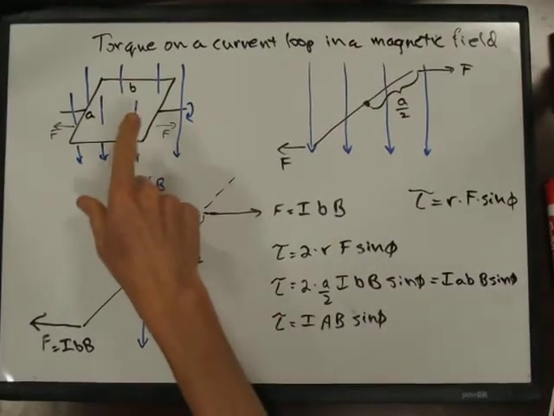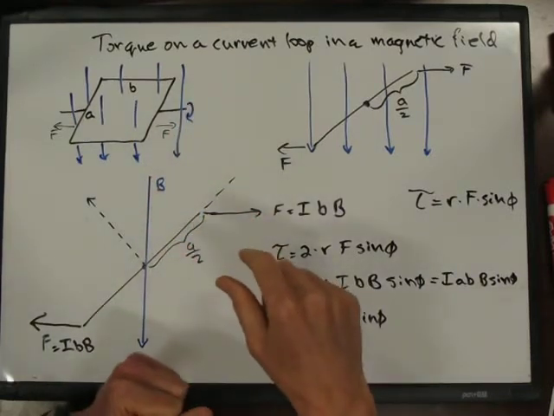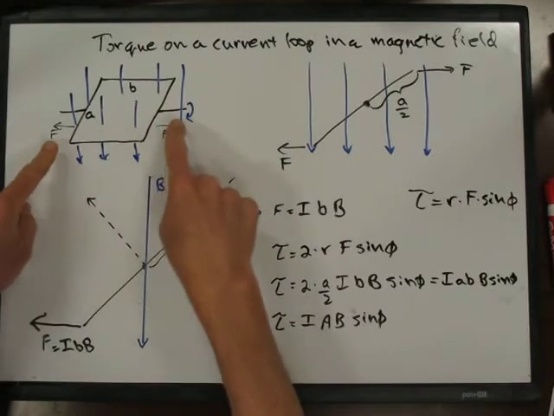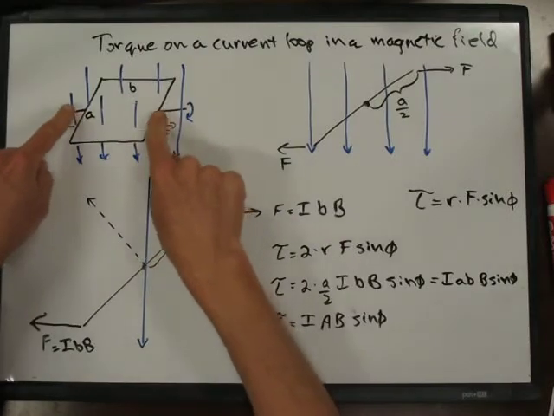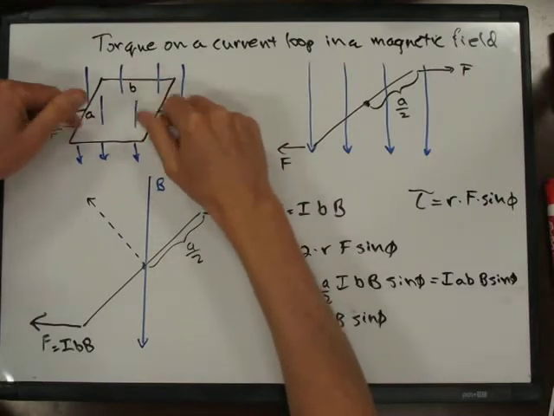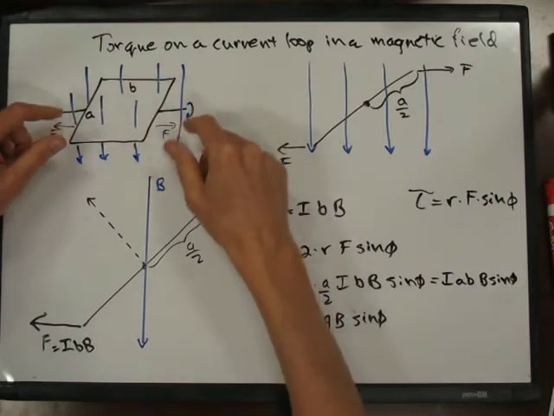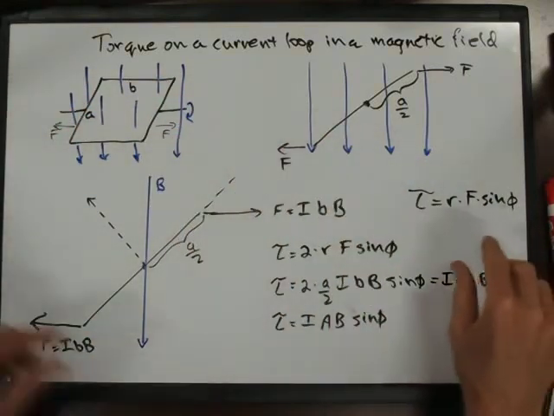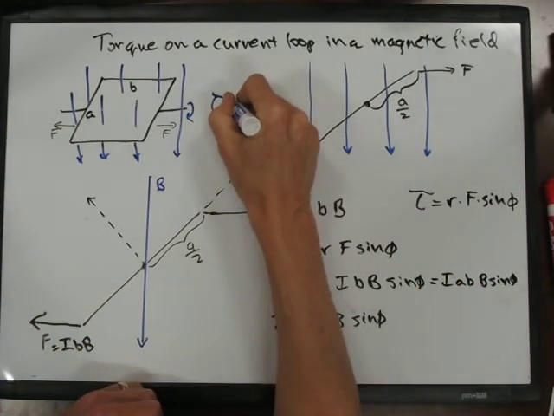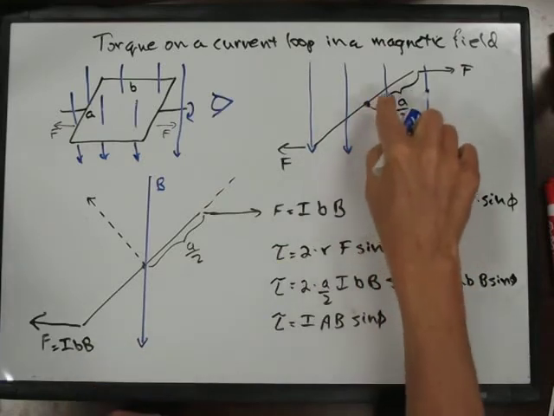So now we're going to talk about the torque on a current loop in a magnetic field. And so this is the loop from the last example, except I've put a little axle on it here so it can spin inside this magnetic field like this. And so this would be a side view. So imagine you were looking at it from this direction, right? And that's what this view is.